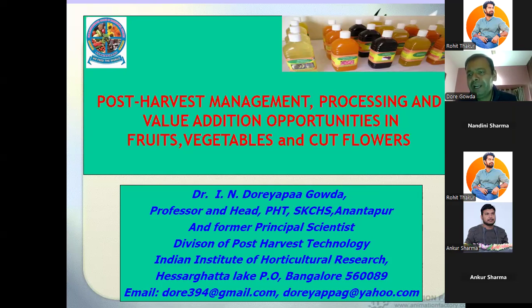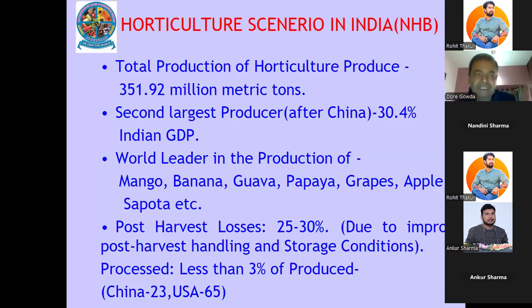Good evening to all and welcome to my presentation on post-harvest management, processing, and value addition opportunities in fruits and vegetables, as well as cut flowers. Coming to the recent horticulture scenario in the country, as per the National Horticulture Board, total production of horticulture produce is 351.92 million metric tons.